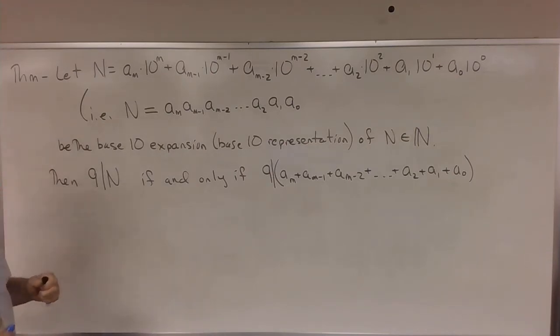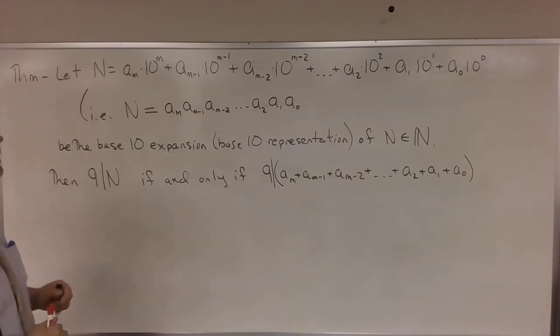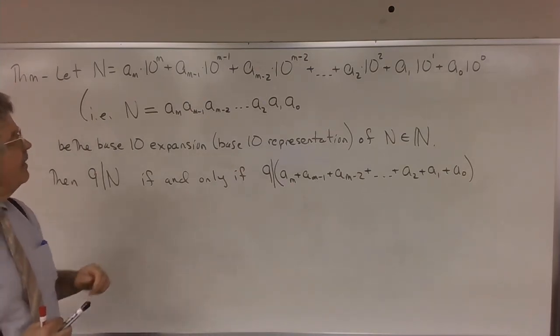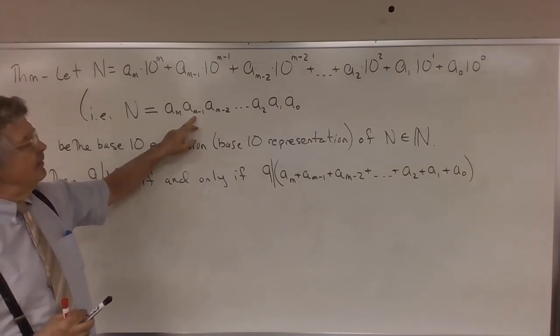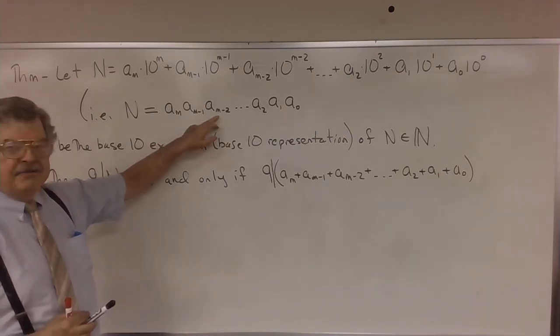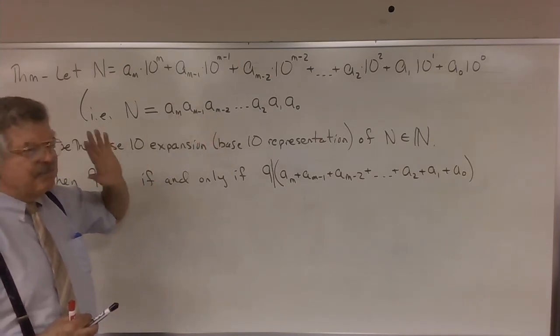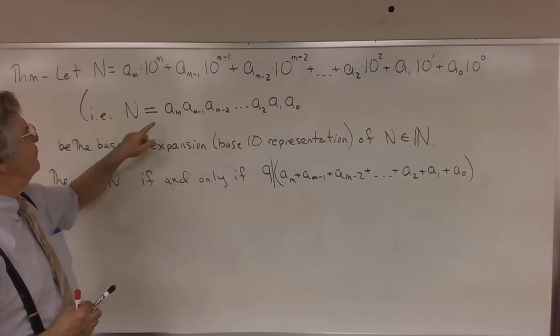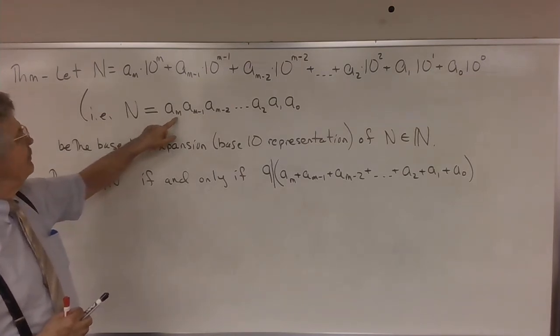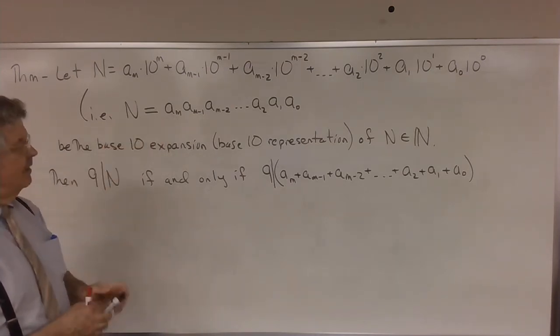Now, the way I have it written here, am I denoting a product? No. This is not a sub m times a sub m minus 1 times a sub m minus 2. That's not what this represents. This is the base 10 representation of capital N.